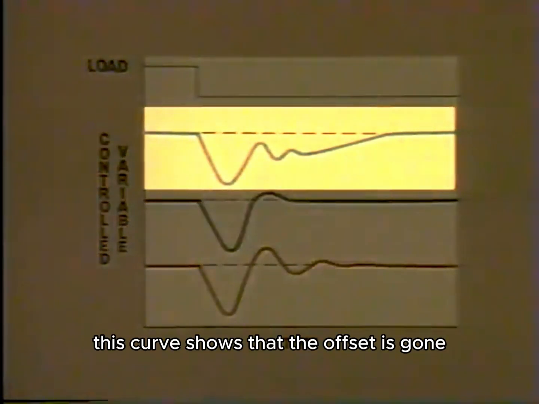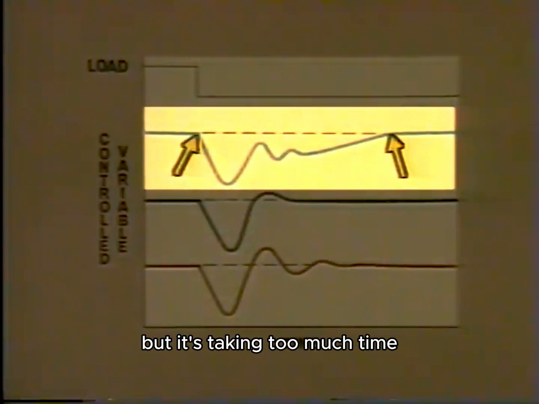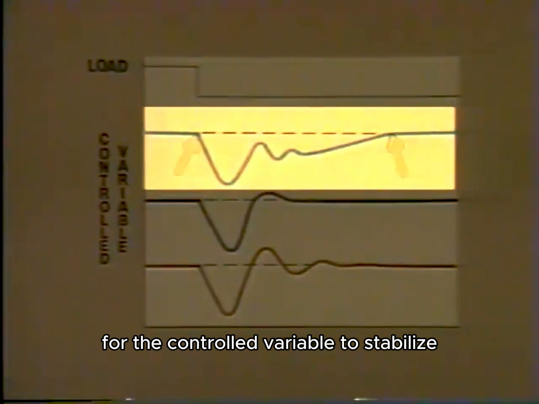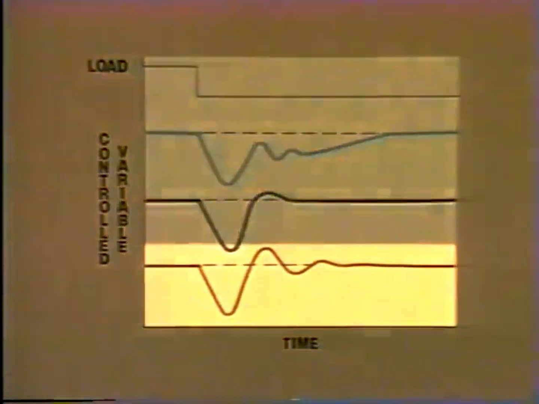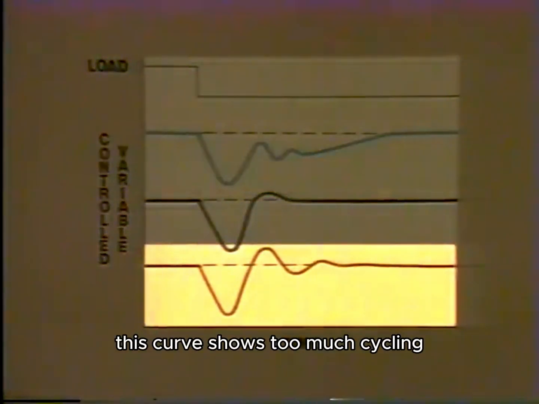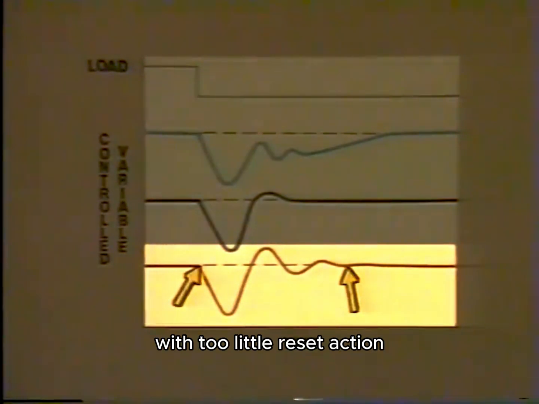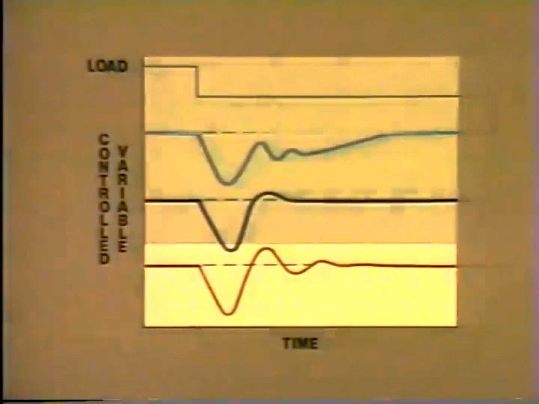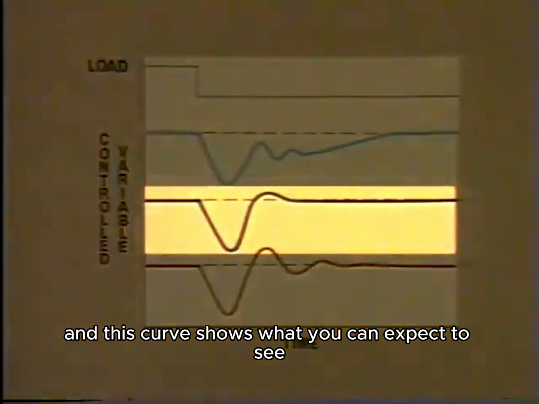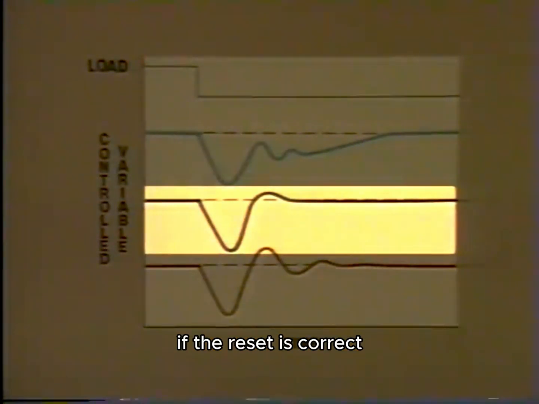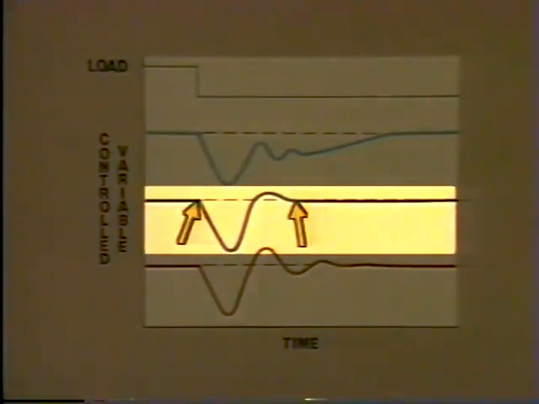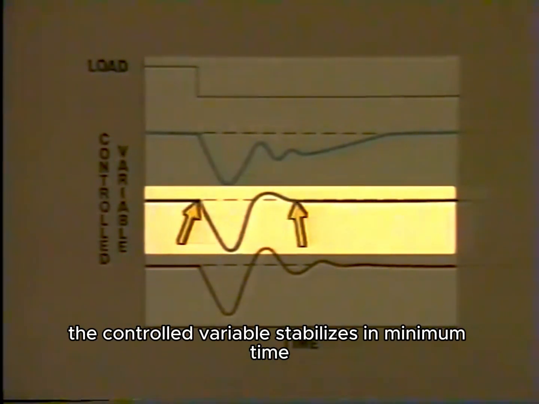This curve shows that the offset is gone, but it's taking too much time for the controlled variable to stabilize. This curve shows too much cycling, even though it stabilizes in less time than it did with too little reset action. And this curve shows what you can expect to see if the reset is correct. The controlled variable stabilizes in minimum time.